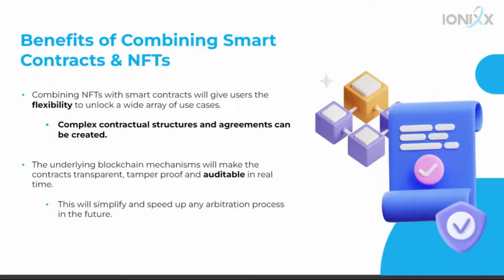So here are some benefits of combining smart contracts and NFTs. It really gives users the flexibility to unlock a wide array of use cases. And you can get into extremely complex contractual structures and agreements through the combination of smart contracts and NFTs, one holding the other. You can really get into some complex business logic, financial logic, charitable logic, any kind of organizational logic using these two tools that have something of value within them. And then obviously the underlying blockchain mechanisms make the contracts transparent, tamper-proof, and auditable in real time. This simplifies and speeds up the arbitration process. Let's hope there is none, but if there ever is, it really helps speed up the arbitration process in the future.